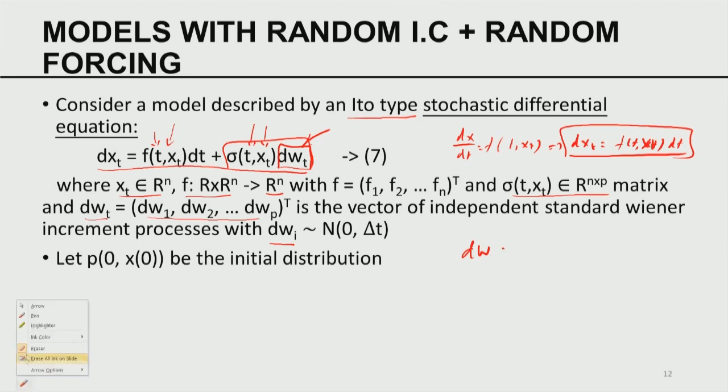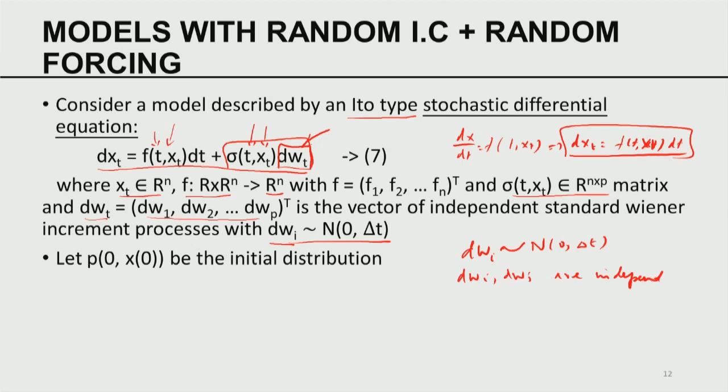The ith component of this vector is called dwi. If I consider the ith component, I am going to talk about the properties of this. This is a random variable which is normally distributed whose variance is delta t. What is delta t? Delta t is a short interval of time. So this kind of a stochastic process is what determines the forcing term. dwi and dwj are independent stochastic processes for i not equal to j. So the vector dwt is a collection of p Wiener incremental stochastic processes which are stochastically independent of each other.